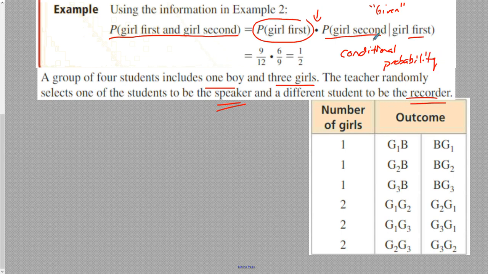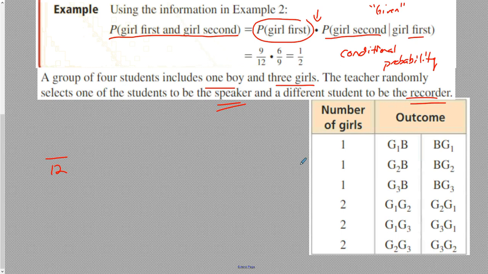Okay, so what's the probability of getting a girl second if we already have a girl first? So on the condition that we have a girl first. Let's start with just the first part, getting a girl first. We talked about it. There are 12 possible outcomes, right? 1, 2, 3, 4, 5, 6, 7, 8, 9, 10, 11, 12.